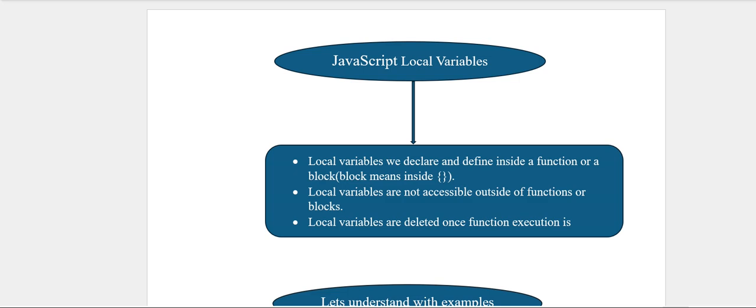In this video, we are going to talk about JavaScript local variables. In the previous video, we discussed what JavaScript variables are. Variables are containers that contain values or information. We also discussed how many types of JavaScript variables there are, mainly two types: local variables and global variables.